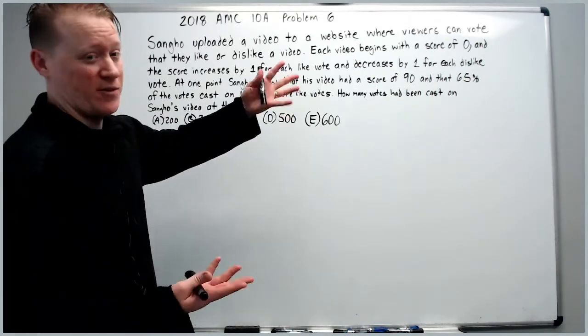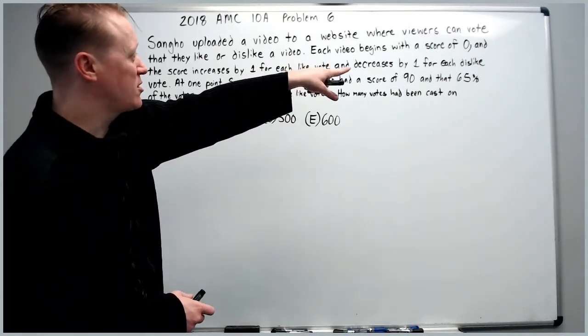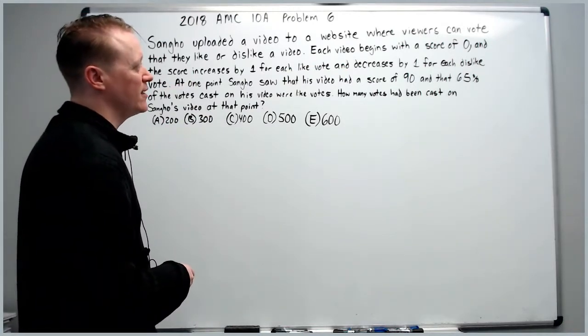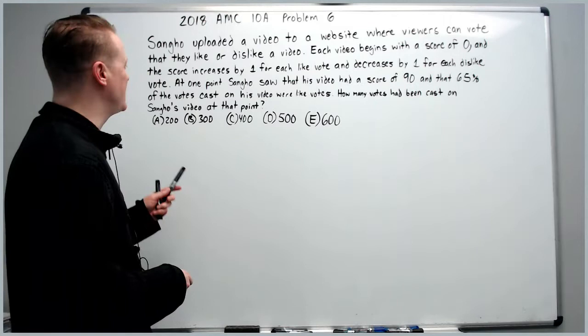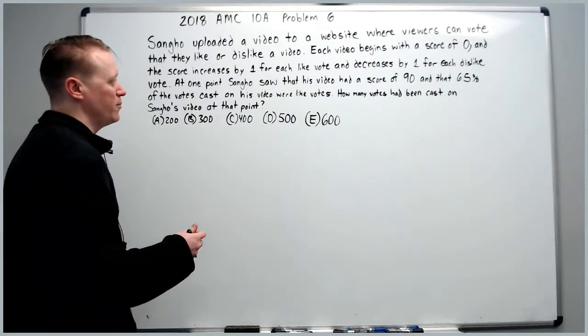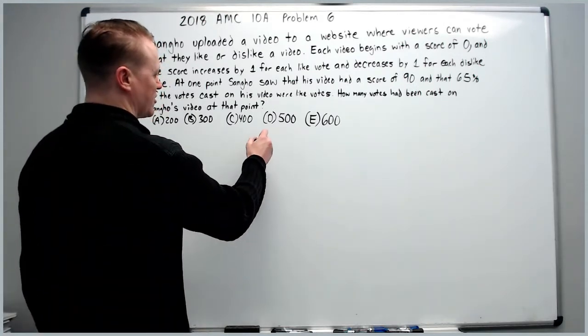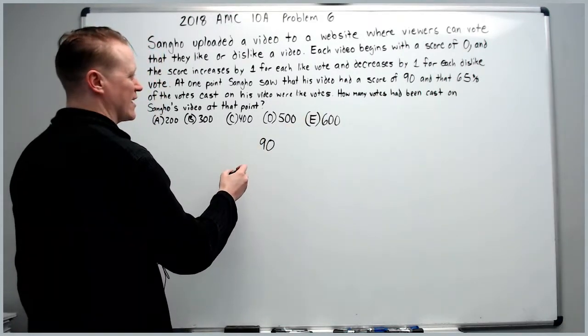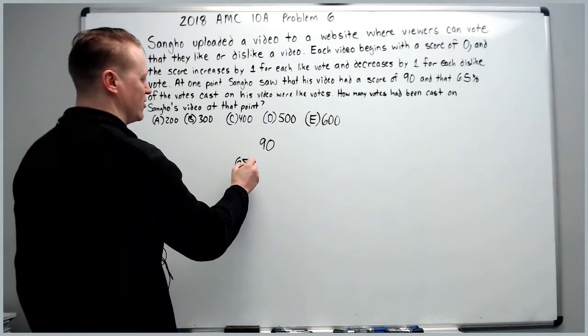Each video begins with a score of 0, and the score increases by 1 for each like vote and decreases by 1 for each dislike vote. At one point, Songho saw that his video had a score of 90 and that 65% of the votes cast on his video were like votes.